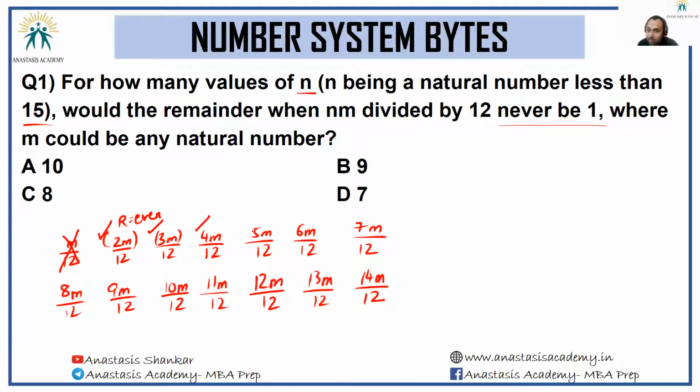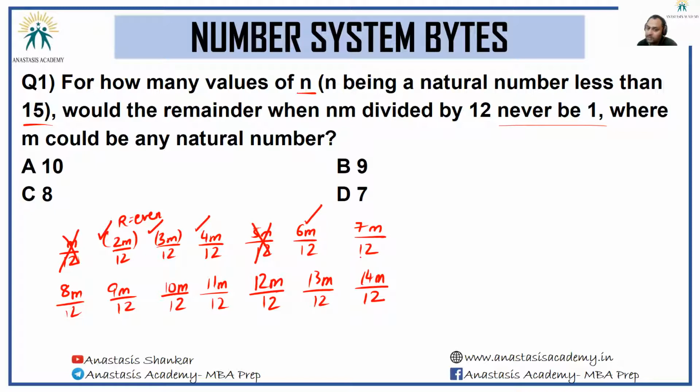In this case, because 5 and 12 are co-prime, remainder 1 is possible. Let's say you take the value of m as 5 itself, 5 into 5, 25, upon division by 12, it will give remainder 1. So this case has to be eliminated. Here, the remainder will necessarily be a multiple of 6, so you can never get 1. This case will get counted.